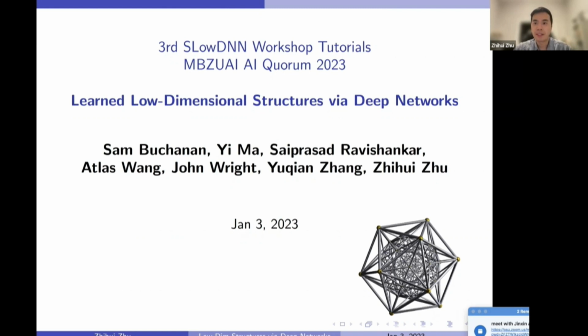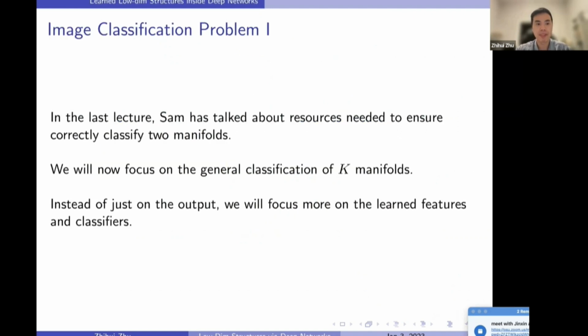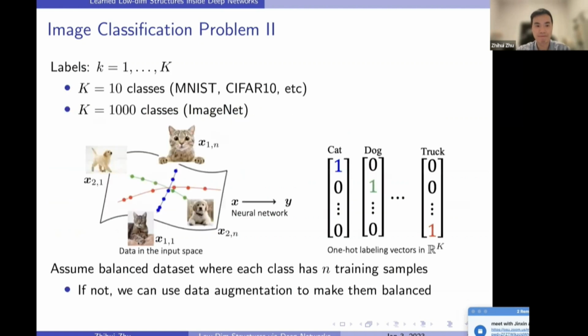It's a pity that I can't join in person, but it's really my pleasure to give the lecture about learning low-dimensional structures by deep networks. In the last lecture, Sam talked about resources needed to ensure classifying two manifolds. Now we will focus on the general classification of K manifolds. And moreover, we will look inside deep networks. We will focus more on the learned features and classifiers.